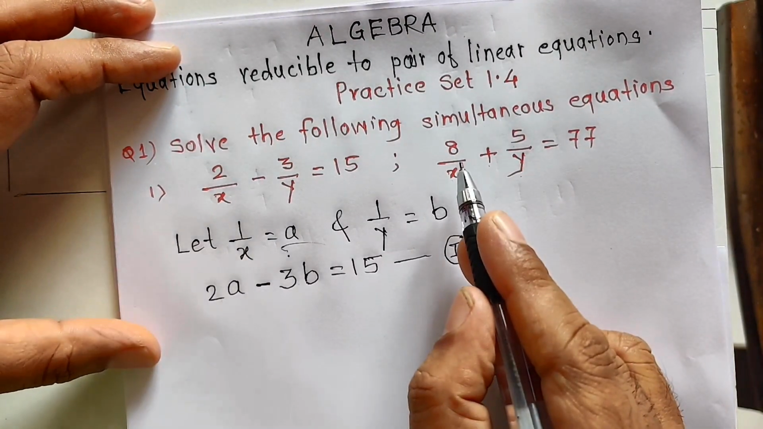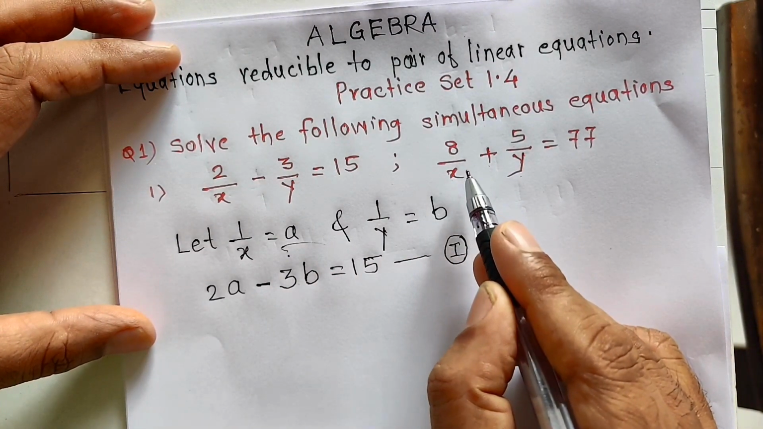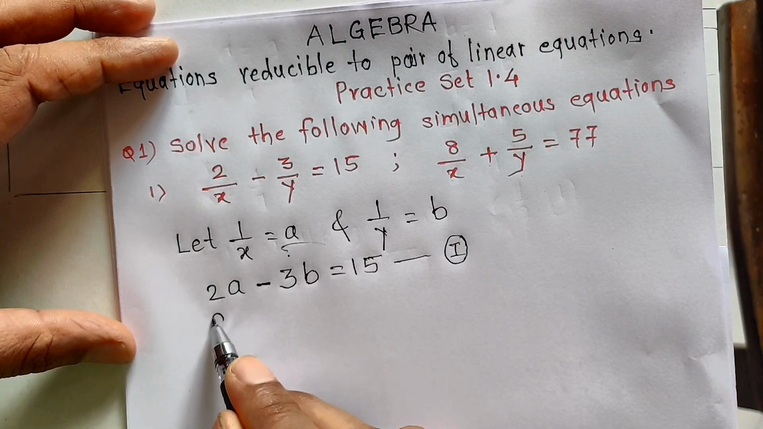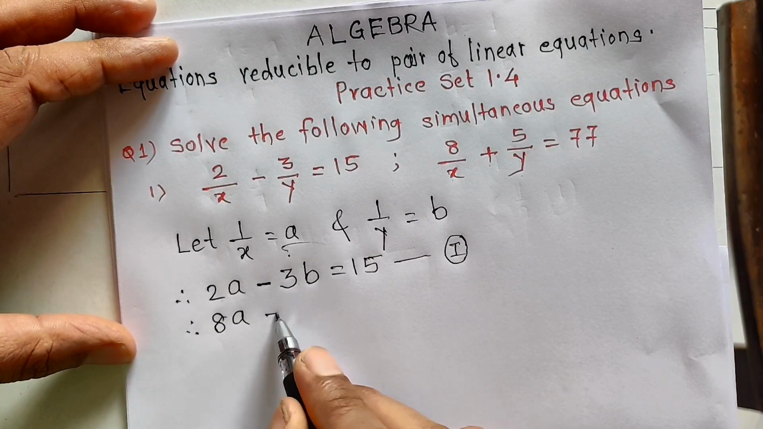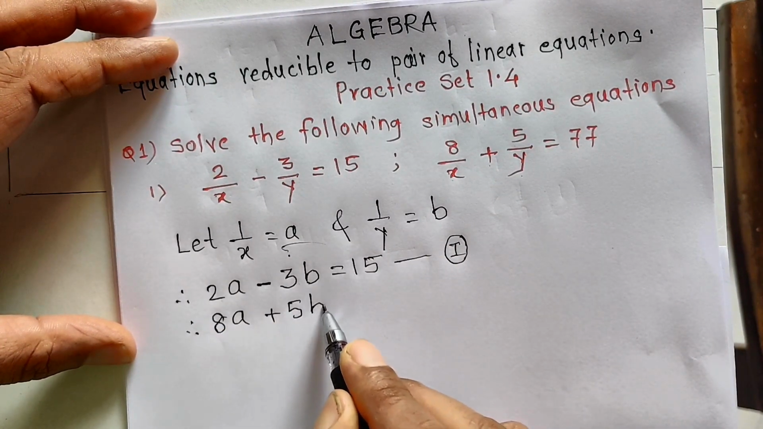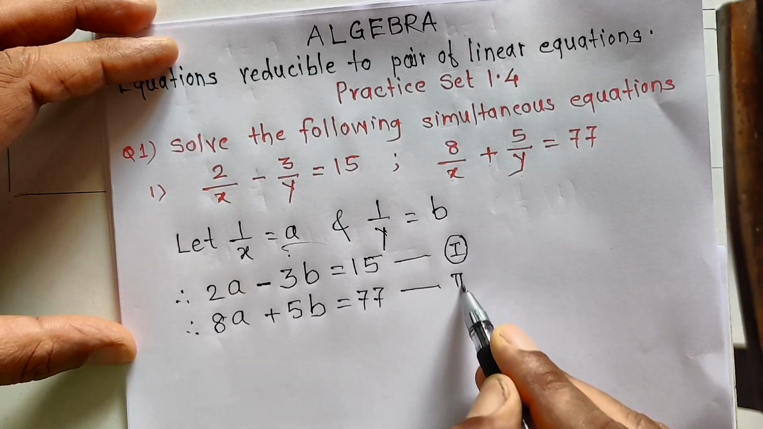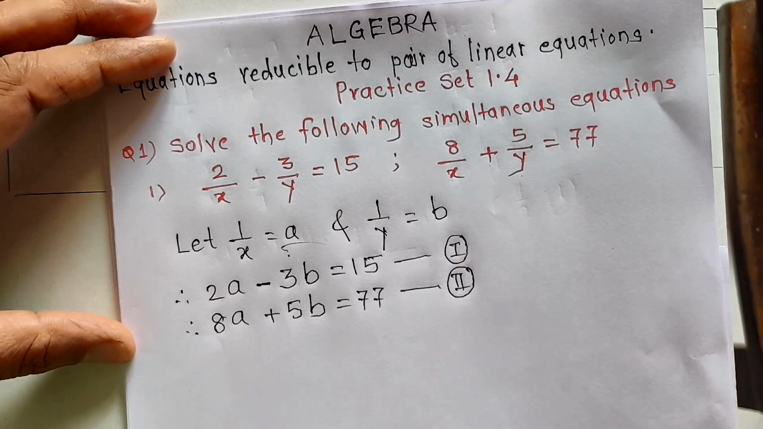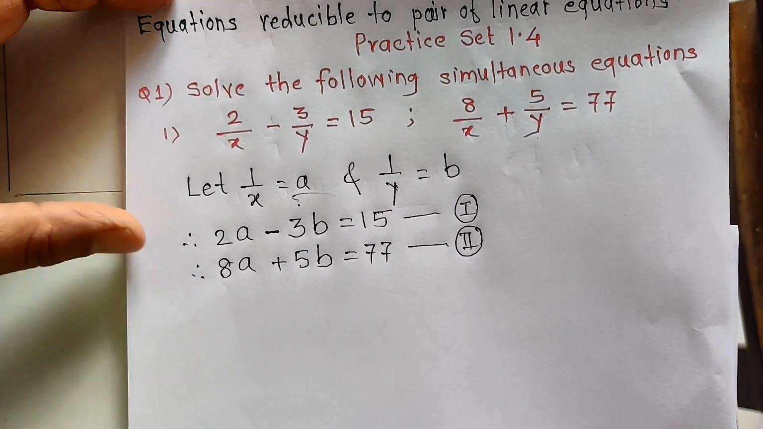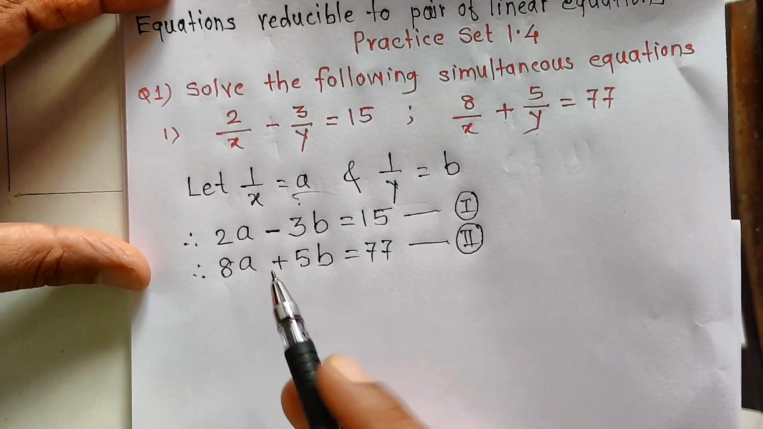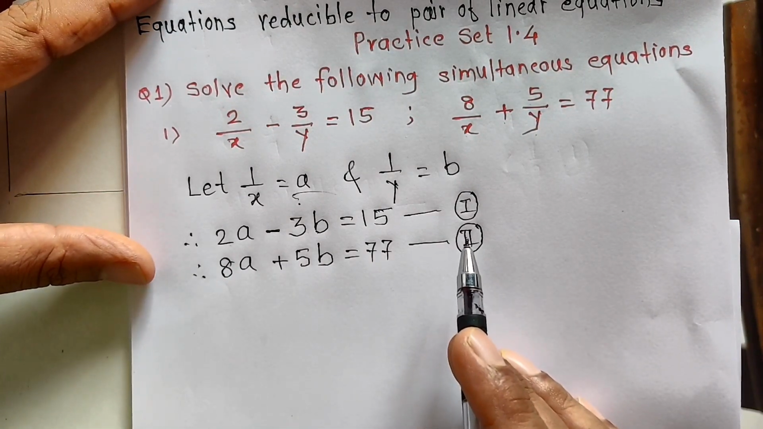Now the second equation, convert it into a linear equation. 8 upon x means 8 into 1 upon x. So it is 8a plus 5b is equal to 77. This is equation number 2. Now if we observe both equations, these are linear equations in two variables. So this is a pair of linear equations in two variables, or we call it simultaneous equations.